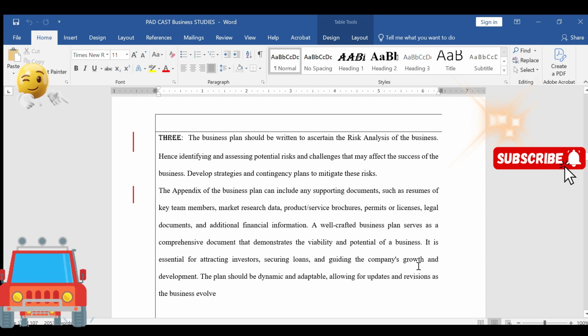The business plan should be written to acknowledge the risks and analysis of the business. So we want to ascertain all these factors, hence identifying and assessing potential risks and challenges that may affect the success of the business. Develop strategies and contingencies. So we have to develop a plan B to mitigate these risks.